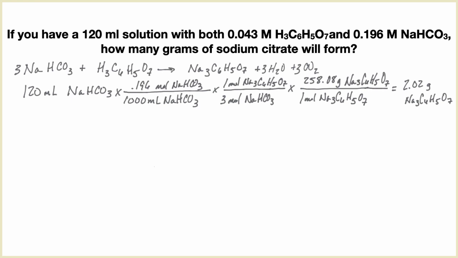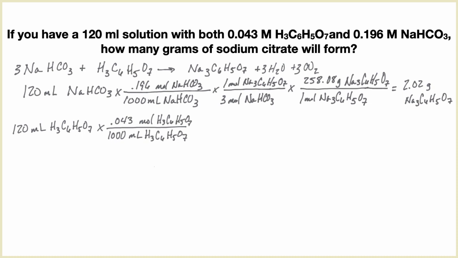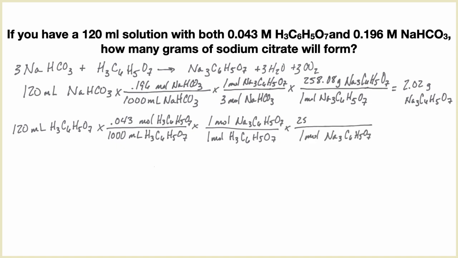We now start the second stoichiometry problem, and we use our 120 milliliters again, this time with citric acid. We use the molarity of the citric acid to convert to moles. We do our mole to mole conversion, and we finally find our mass by using the molar mass that we determined above as well. This mass we determined to be 1.33 grams of sodium citrate.